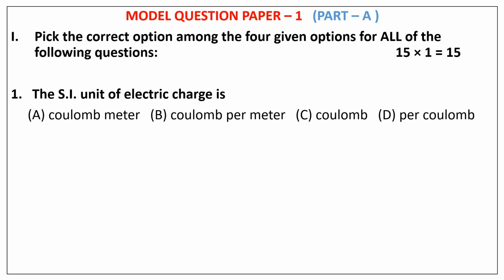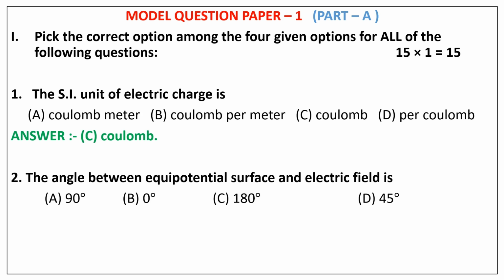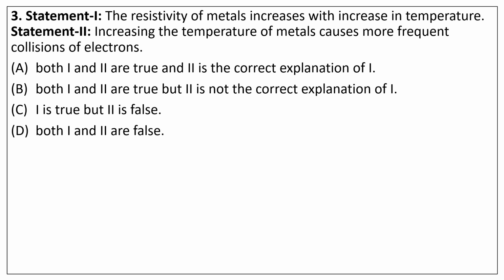1. The SI unit of electric charge is A. Coulomb meter, B. Coulomb per meter, C. Coulomb, D. Per coulomb. Answer, C. Coulomb. 2. The angle between equipotential surface and electric field is A. 90 degrees, B. 0 degrees, C. 180 degrees, D. 45 degrees. Answer, A. 90 degrees.